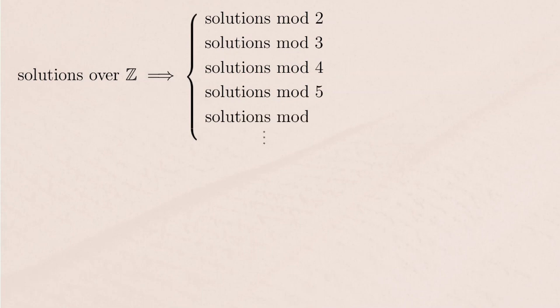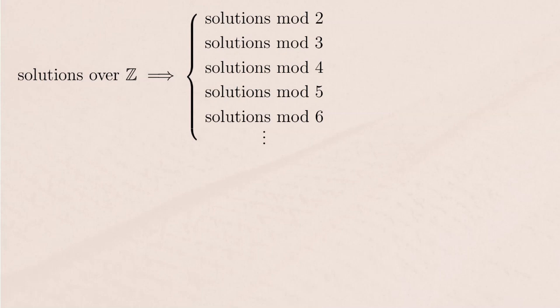This is a method we've used over and over again to rule out the existence of solutions. If an equation has integer solutions, then it must have solutions mod m for every possible modulus, 2, 3, 4, 5, 6, and so on. So if we can find one case where this fails to be true, then we can conclude it has no integer solutions at all.